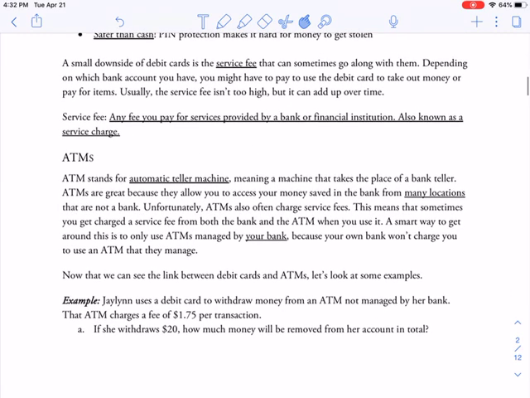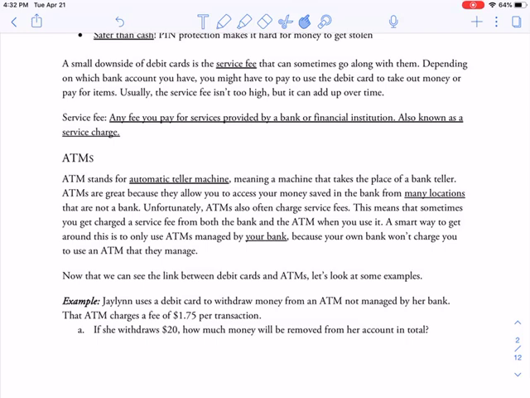The small downside of debit cards is a service fee. Oftentimes, banks will charge you to use the debit card from them if you use it out of the country or at a different bank. The service fee isn't usually too high, but it can add up over time. And then there's a good definition of a service fee here, so you can take a look at that. Sometimes it's also called a service charge, which means the same thing.